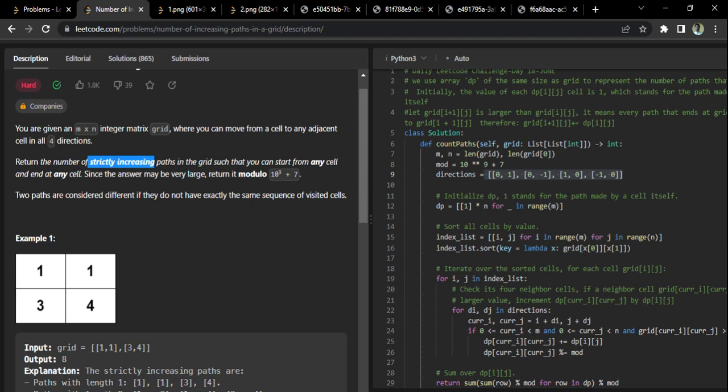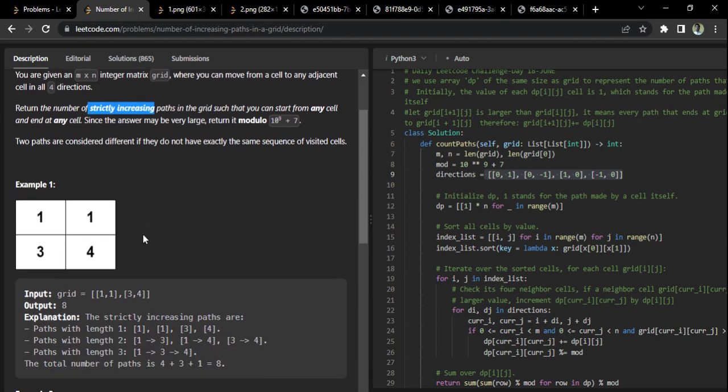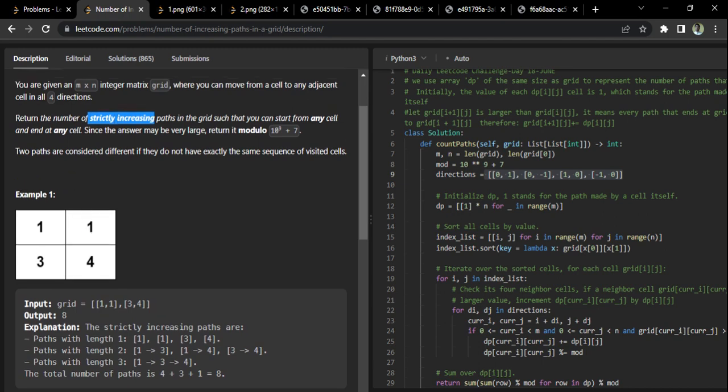1 comma 1 means they are same. It's not increasing. So the idea is when we move from one element on the left to the element on the right, there should be some increase. That's what is meant by strictly increasing. That means equal elements cannot be considered. For example, 1 comma 1, if I move, then it won't be counted as a valid path here, because it's not increasing. But if I talk about 1 comma 3, definitely it's an increasing path. If I talk about 1 comma 4, it's definitely an increasing path. If I talk about 1 comma 3 comma 4, definitely it's a strictly increasing path.